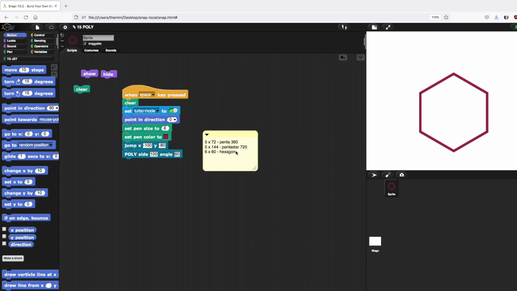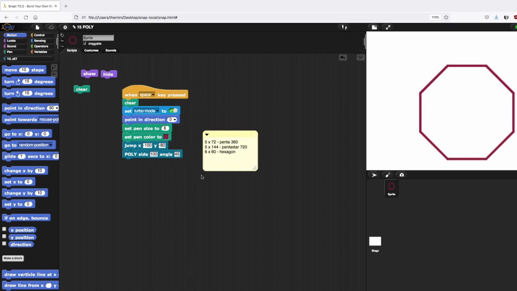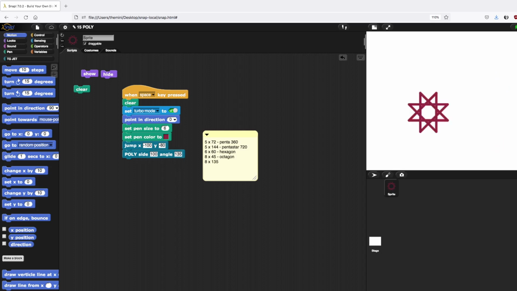And there's also something with the 45. So let's try 45 and see what we end up with. And that's an octagon. So we have the 8 times 45 is the octa. And if we add 90 degrees to that one, so we turn it into 135, you can see we get a very nice octagonal star. So that is also 8, but this is the octastar.